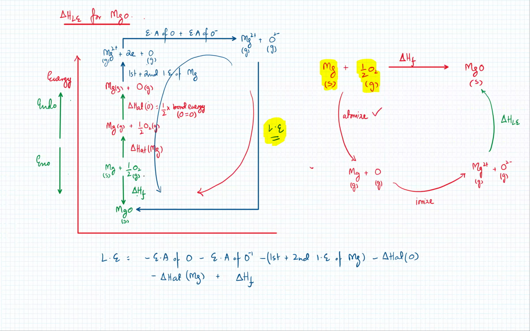So this is going to be your lattice energy, and you'll solve for this expression. The values for the rest would be given to you, and you're going to find what the lattice energy is.